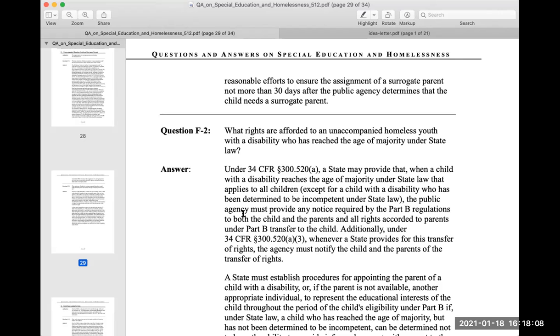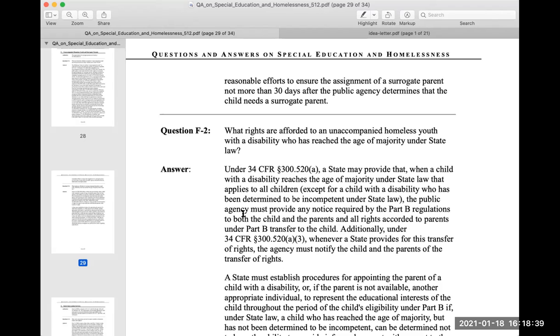Additionally, under 34 CFR paragraph 300.520(a)(3), whenever a state provides for this transfer of rights, the agency must notify the child and the parents of the transfer of rights. A state must establish procedures for appointing the parent of a child with a disability, or, if the parent is not available, another appropriate individual, to represent the educational interests of the child throughout the period of the child's eligibility under Part B.